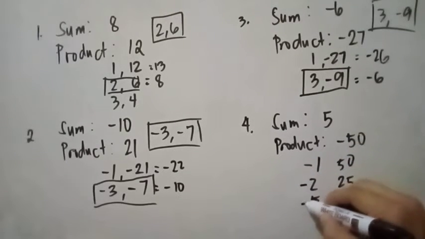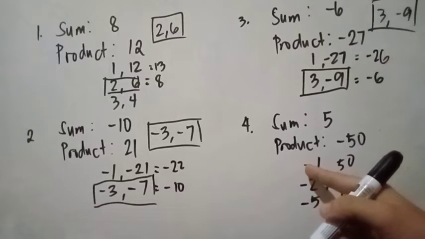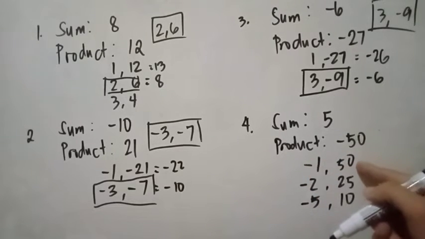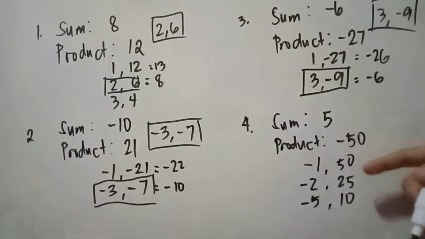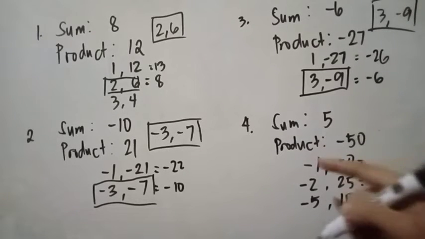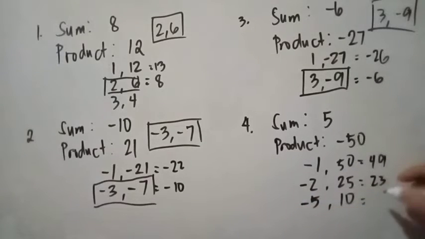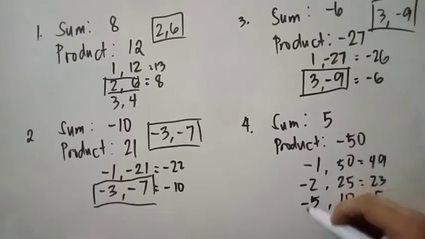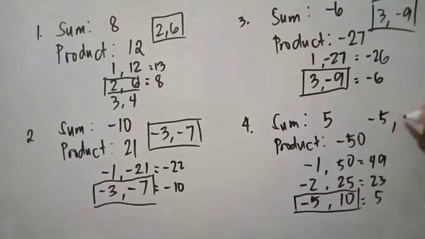Negative 1, negative 2, and negative 5. So that when we add the small negative to the large positive, their sum is positive. Okay? Because the positive is larger. Okay. Let's get the sums. Negative 1 plus 50 is 49. Negative 2 plus 25 is 23. And negative 5 plus 10 is 5. So it equals the given sum. Therefore, these are the two numbers we are looking for: negative 5 and 10.